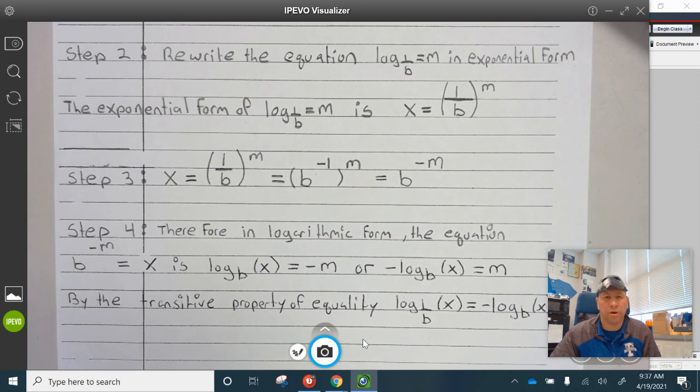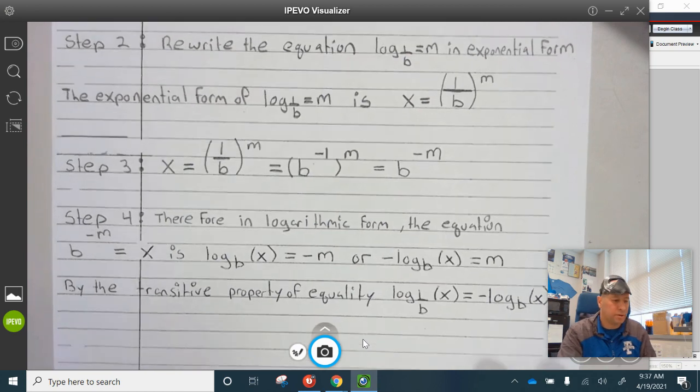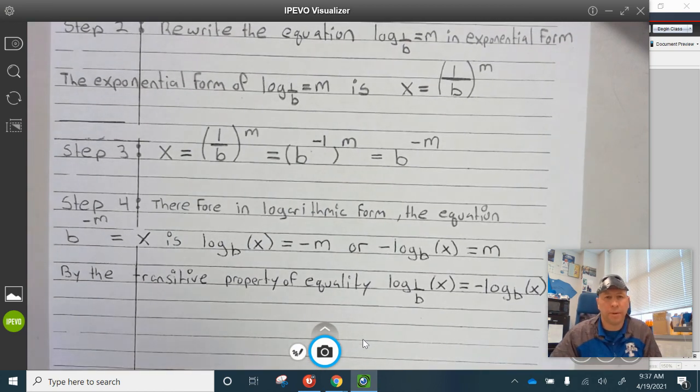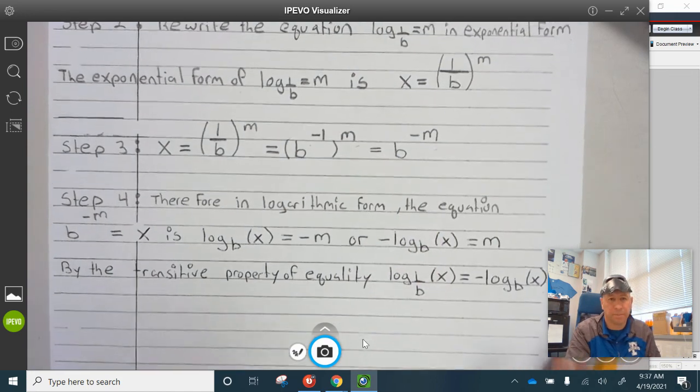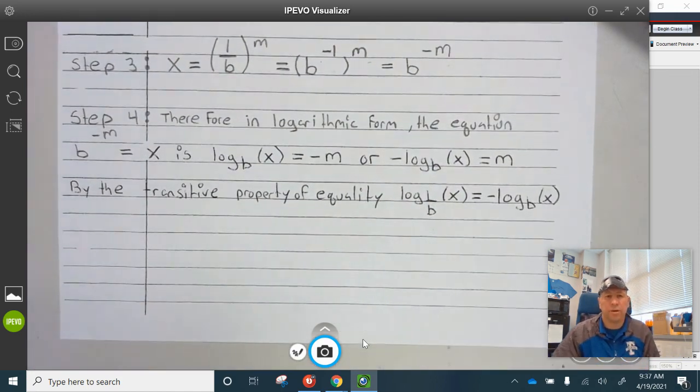The exponential form of log base 1 divided by b of x equals m is x equals 1 divided by b to the m power. Step 3. When x equals 1 divided by b to the m, we can write that as b to the negative 1 times m, which simplifies to b to the negative m. Step 4. Therefore, in logarithmic form, the equation b to the negative m equals x is log base b of x equals negative m, or negative log base b of x equals m. By the transitive property of equality, log base 1 divided by b of x equals negative log base b of x. All right, if you would go and finish that up and have a wonderful Wildcat day.